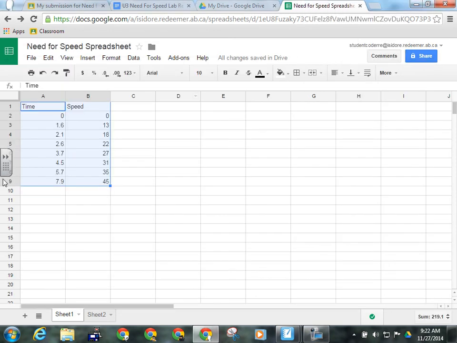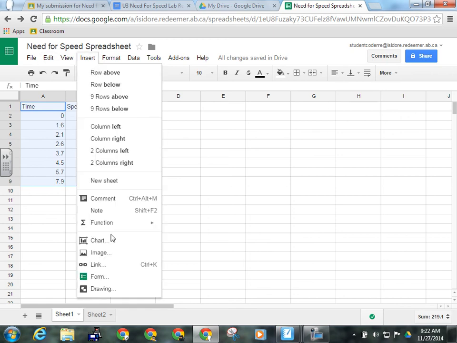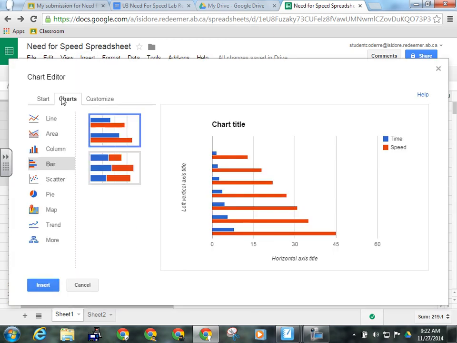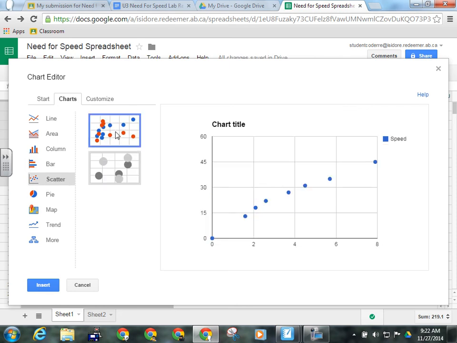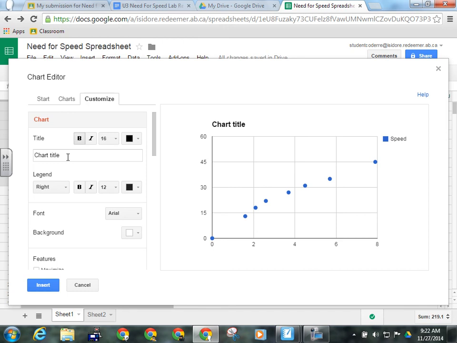Just in case you've forgotten how to do the graph, I've entered the data here for the Ferrari, I think. So I go to Insert, and I go to Chart, and I go to Charts up here, and I pick Scatter, click on Scatter, and it gives me those points. And obviously, I want to edit things like the chart title, and all that, and I do that in Customize.